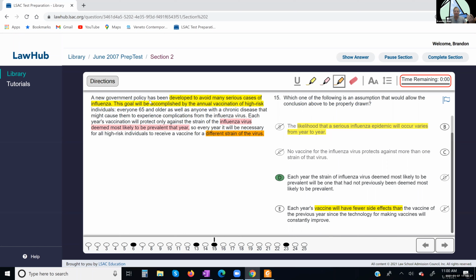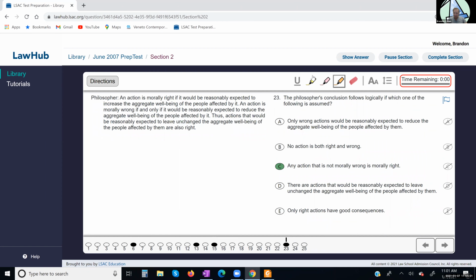And all I'm seeing is that it might strengthen that we should do the government policy, but whether we should or should not do it is irrelevant. We really just need to accept that the policy is in place. Policy is in place. Okay. But it's conditioned on, if we do this policy, what's happening? We have this policy, so what's going to happen? Each year, in order to meet that policy goal, we're going to need a different strain. The side effects are irrelevant to needing a vaccine for a different strain. So that's why E would be incorrect.